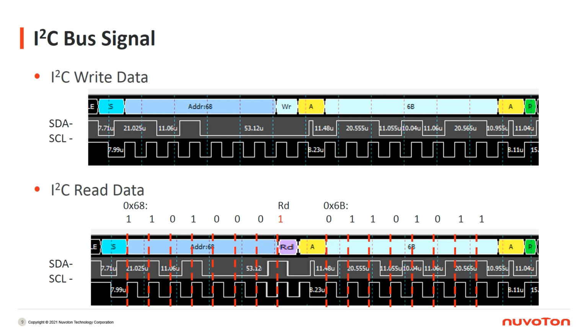Here's the bus signal of I2C write data and I2C read data. You can match the 4 stages with the waveform. Notice that I2C samples the data from SDA when SCL is going from low to high. In the I2C read data part, you can see the data bit value sampled by each clock.